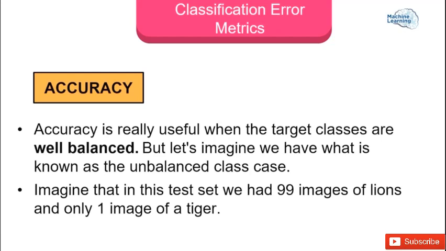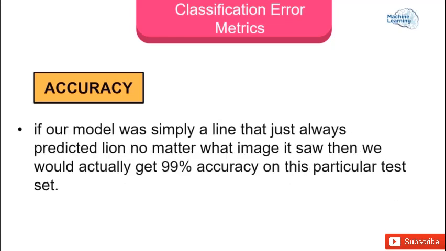So in this case, accuracy is actually not a good metric to use. So let me take you through a little thought experiment. Let's imagine that in this test, we had 99 images of lions and only one image of a tiger. Now, if our model was simply a line that just always predicted lion, no matter what image it saw, then we would actually get 99% accuracy with this particular test. Because 99 images are lions and one image is a tiger, well, it only missed one.